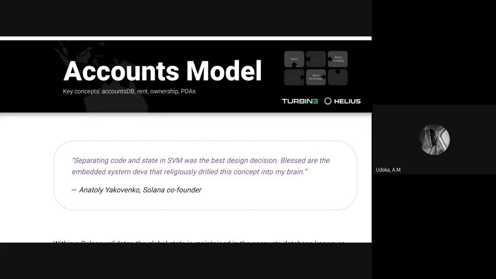Probably when we meet again, because an hour is already gone and we're not even halfway yet. So before we get into the account model, which is like looking at the other end of the SVM, I want to quickly run through what makes Solana different from other blockchains.